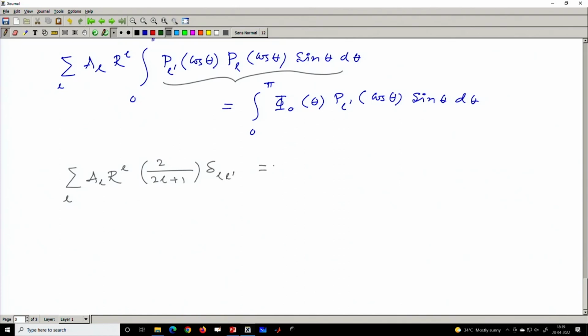That is again equal to integration of 0 to pi, and whatever is there I just simply write phi 0 theta, and it is P L prime cos of theta sin of theta d theta. So, this is related to the delta function.